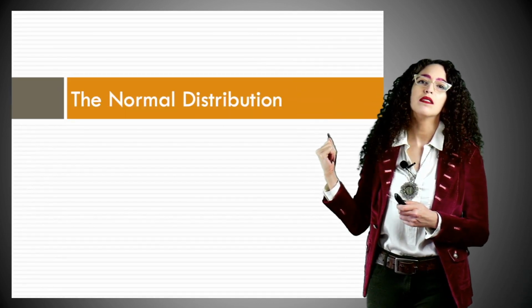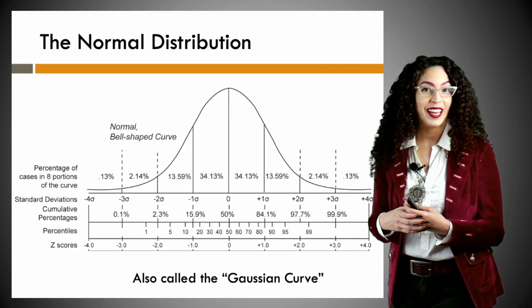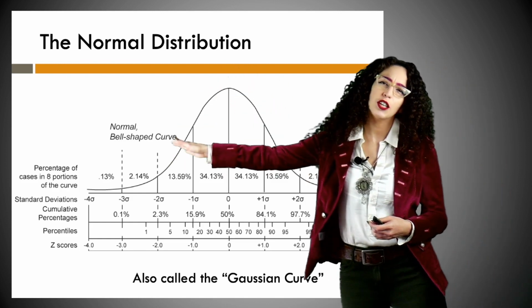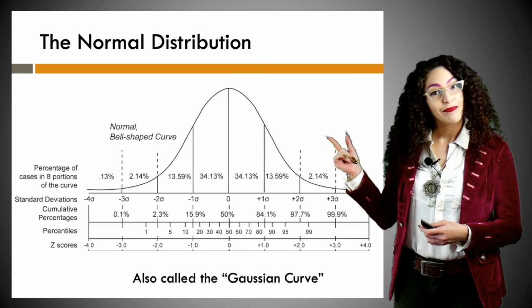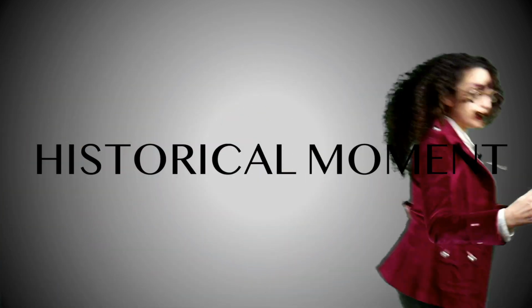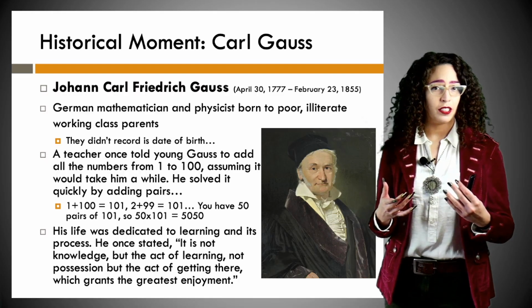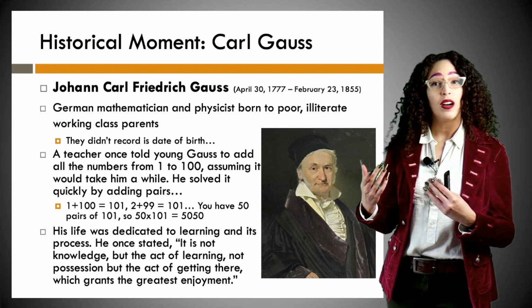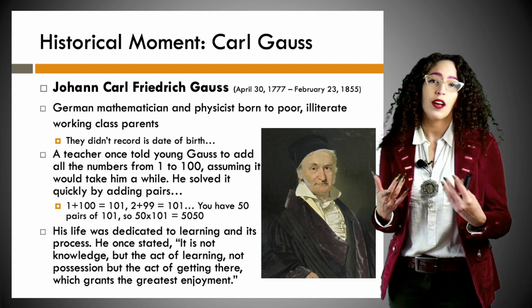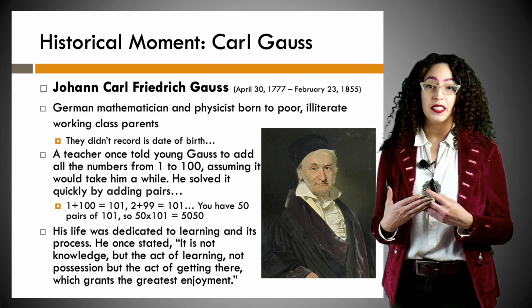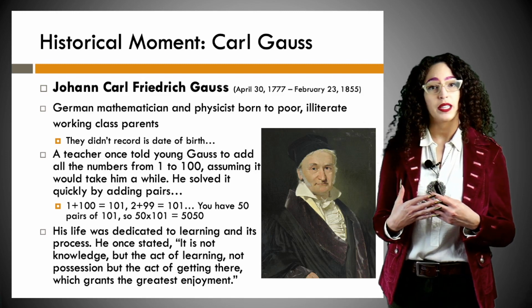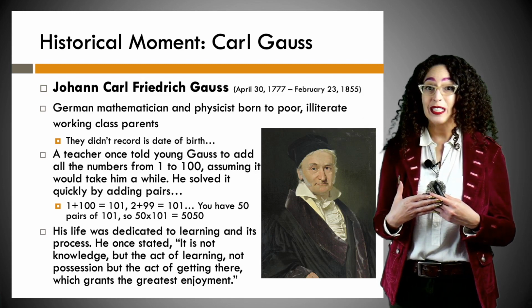Here is our normal distribution again, this beautiful, nice curve. This is also called the Gaussian curve, and it's time for 2 historical moments. Our first figure for our historical moment is Johann Carl Friedrich Gauss, or just Carl Gauss. Carl Gauss was a German mathematician and physicist born to a poor, illiterate, working-class family. They didn't even actually know his birth date.